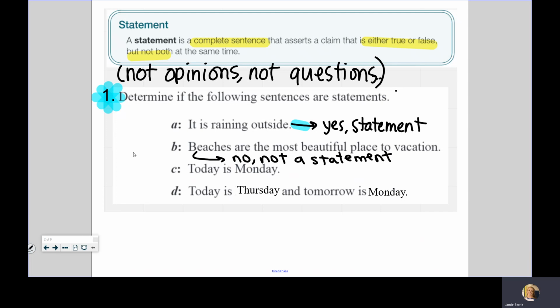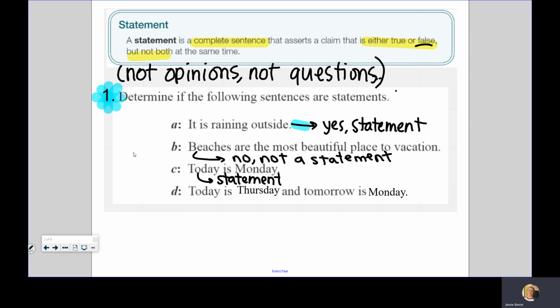What about C? Today is Monday. Yes, it's false. It's not currently Monday, but that's okay. Statements are allowed to be false. So today is actually Thursday. So this is still a statement, even though it's false.